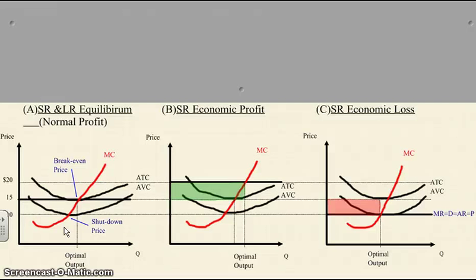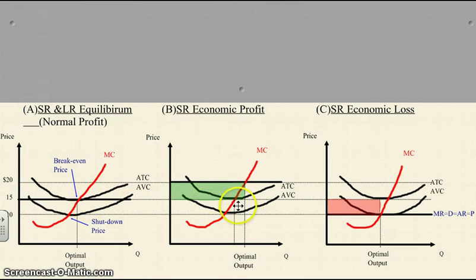This is what the curves, average total cost, average variable cost, and marginal cost would look like. And then this one line across here would be representing the market price, which becomes the firm's price, also its demand, marginal revenue, and average revenue curve, what we call Mr. DARP.